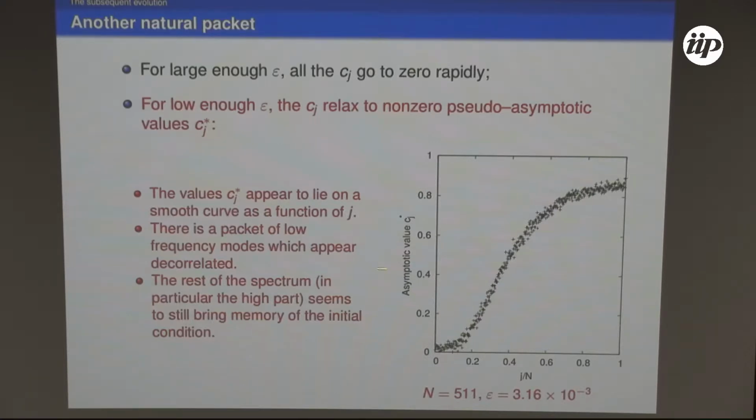This is the plot of this C star j, these pseudo-asymptotic values. It is a description of the metastable states in this different approach. Yes, exactly. Indeed, this is related to what you showed in species, showing that in some situations where the orbit gets stuck, this is in correspondence with the higher frequency modes.